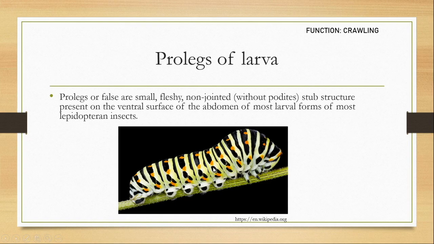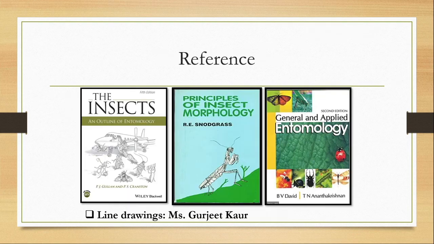So these abdominal segments have small fleshy non-jointed substructures present on their ventral surface, and these help in crawling. But because they do not originate from thorax and because they are not segmented, we do not give them the status of true legs. These legs are called the pseudolegs or the prolegs.